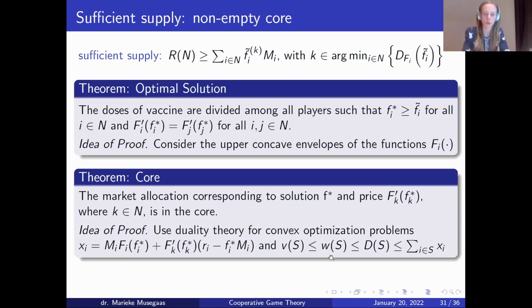Okay, I wrote down an idea of the proof over here, but I will leave that for you for later. So if we look at this slide, what did we do? We looked at a certain situation, the situation where there's a sufficient amount of vaccines. What is the optimal solution? How should we divide the vaccines? And how can we make everyone happy? What price do people need to pay or get for the vaccines? So again, we showed that there is a core element, namely this market allocation, and thus the core is always non-empty. So you can make everyone happy with your cooperation.